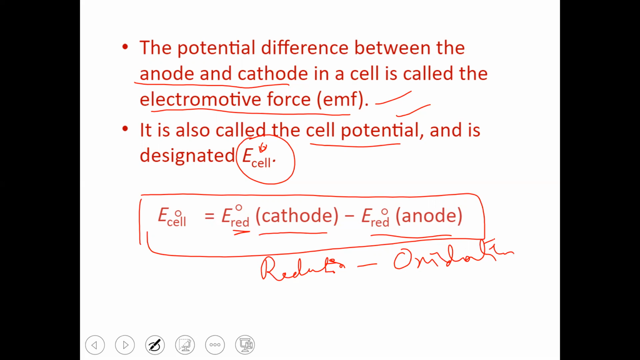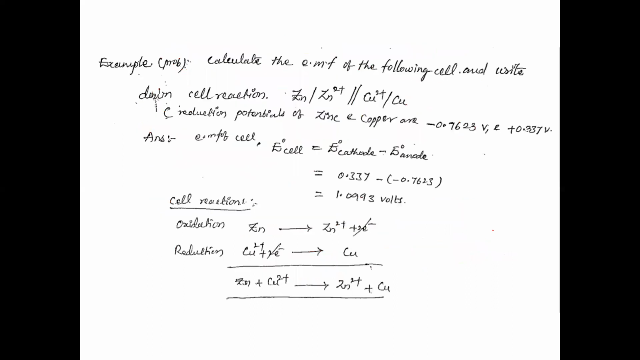Yes, you know that. So what is the EMF equation? E naught cell is equal to E naught cathode minus E naught anode. This potential difference between the cathode and anode is known as the electromotive force, indicated with E naught. So remember this one, this is very important.